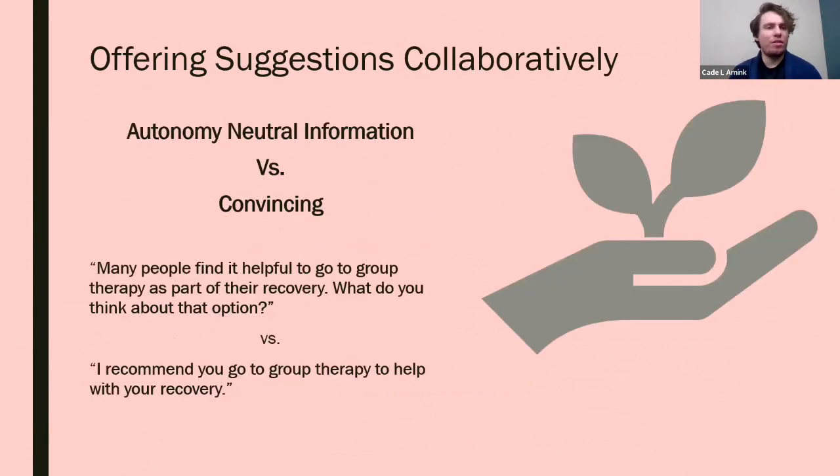And we can also offer suggestions collaboratively. If clients are having difficulty coming up with steps they might take or potential solutions, we can rely on that expert role and still, in a collaborative manner, provide information, saying things like, many people find it helpful to go to group therapy as part of their recovery. What do you think about that option? So even in providing resources, we're still getting the client's input. We're still seeing what they think about it.